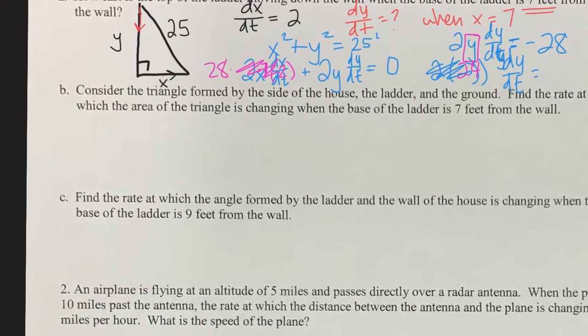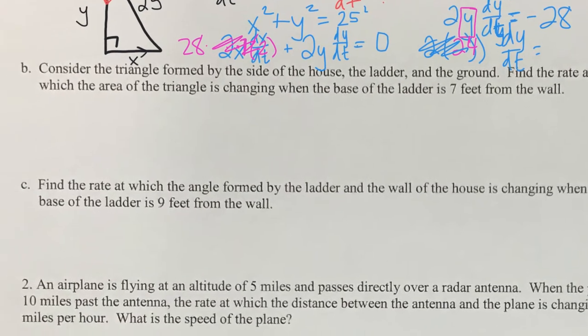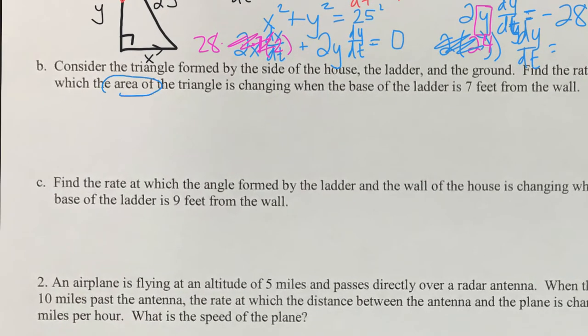Okay? So now part B says, consider the same triangle. Find the rate at which the area of the triangle is changing when the base of the ladder is 7 feet from the wall. Okay, so now we have an area. So think about the formula for the area of a triangle. Area is 1/2 of the base, which I called x, times the height, which I called y, right? Not b and h, but rather x and y for this particular picture.